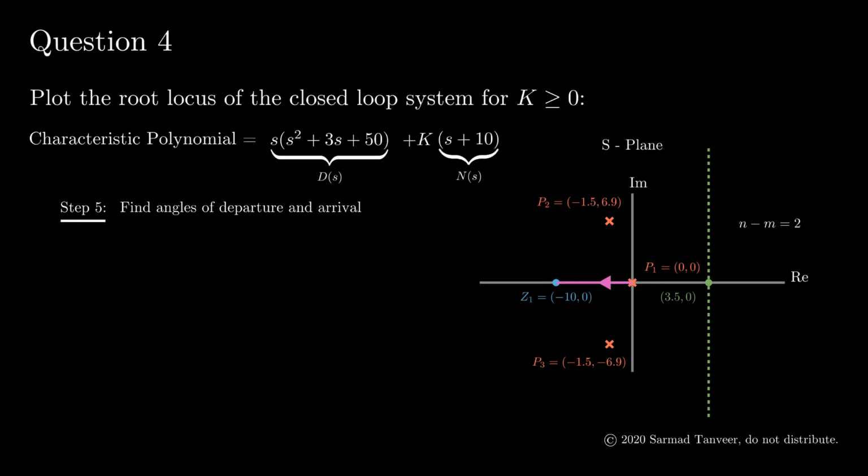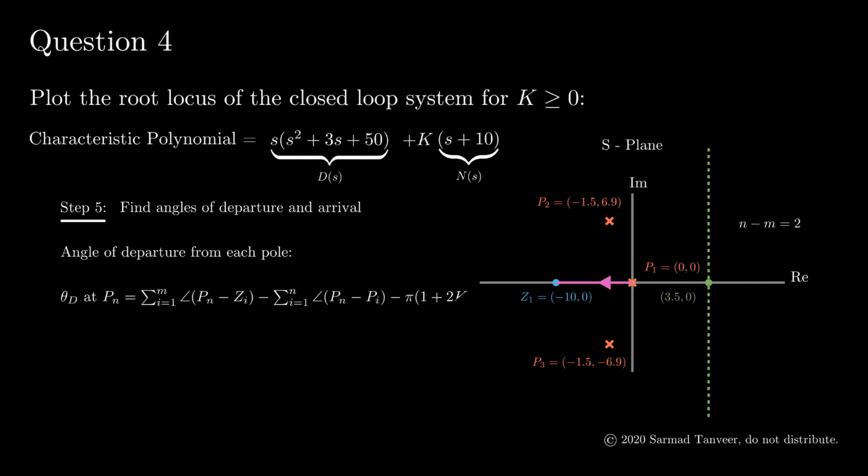In the case of a root locus with a range of k greater than or equal to 0, the angle of departure represents the angle at which the root locus departs from each pole, and the angle of arrival represents the angle at which the root locus arrives at each zero. The angle of departure at pole n is given by this formula. The sum of angles from all the zeros to pole n minus the sum of angles from all the poles to pole n minus the term pi times 1 plus 2k, where k is selected to ensure that the angle of departure lies between negative and positive 180 degrees.